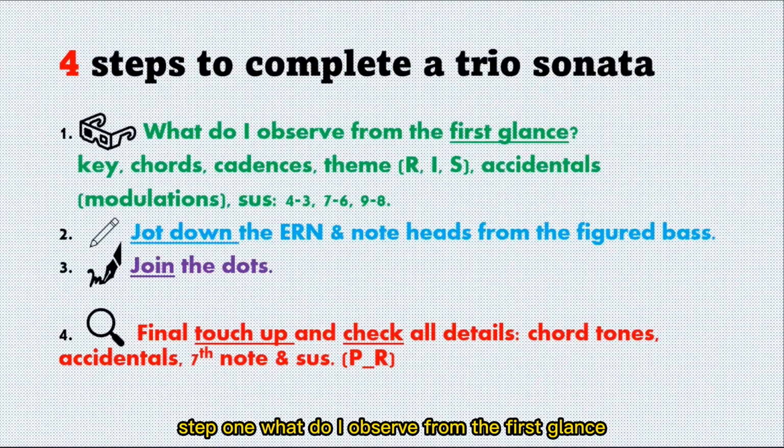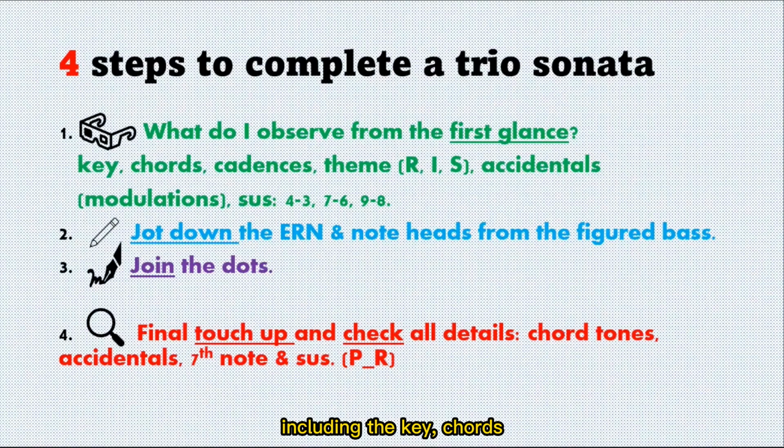Step 1. What do I observe from the first glance, including the key, chords, cadences, the theme, whether we have repetition, imitation, or sequence? Accidentals may be a prompt to modulations. Suspensions. Take note of 4-3, 7-6, and 9-8.